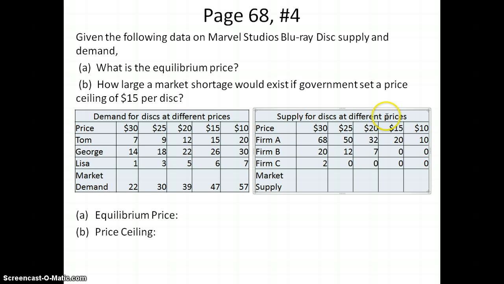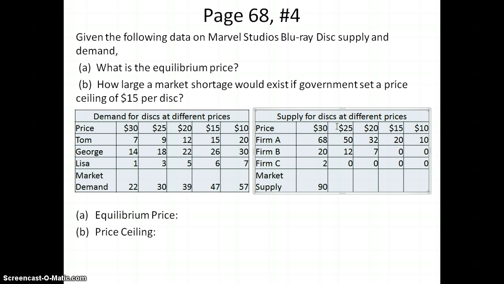Now to move over to our supply table. When $30 is offered for each Blu-ray disc, Firm A would like to produce 68, Firm B would like to produce 20, and Firm C would like to produce 2. So altogether, that means they are offering 90 discs, if the market price were to be $30.